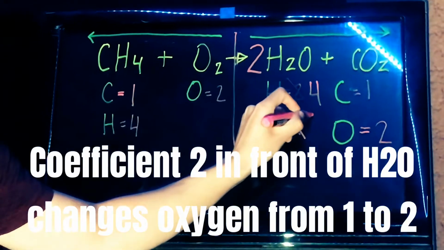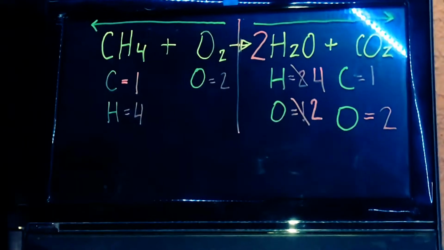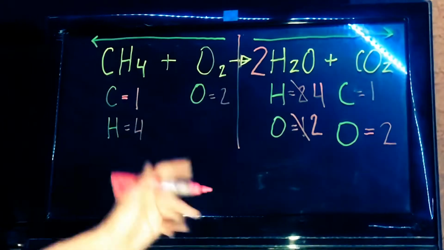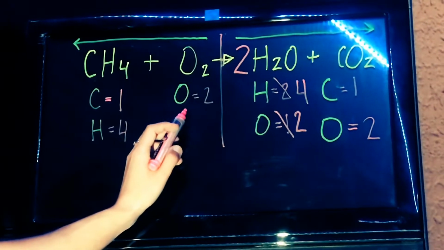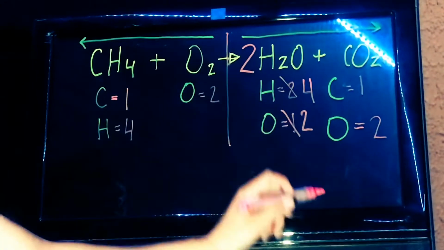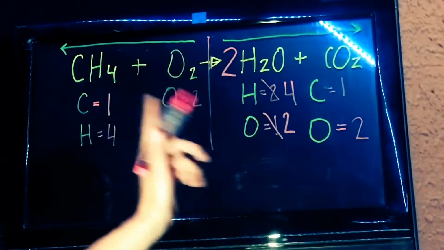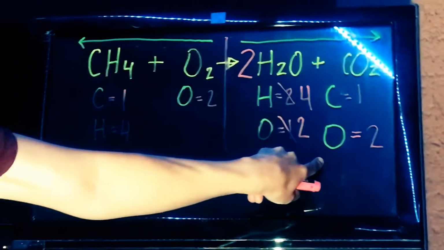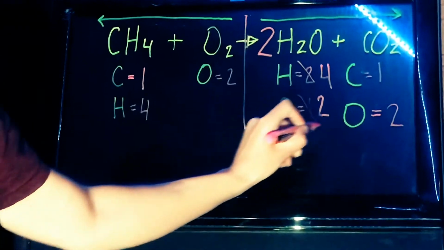Scratch this off and put a 2. And now I have something strange here that we didn't have before. I have 2 oxygens here, and I have 2 separate oxygens here, and they all say 2, 2, 2, so you might think, oh, that's great, I'm done. No, these 2 are on the same side. They are your product, so you have to add them together.